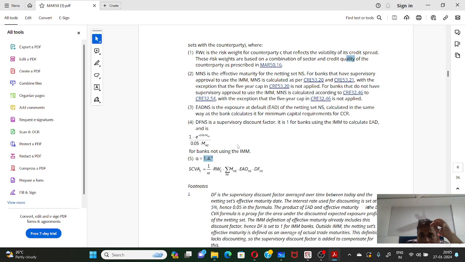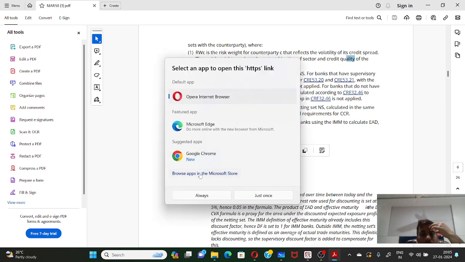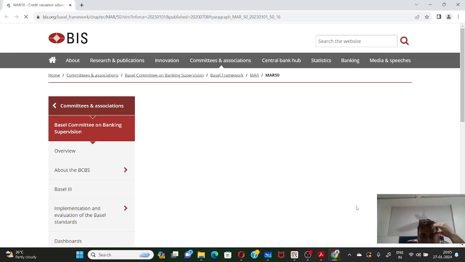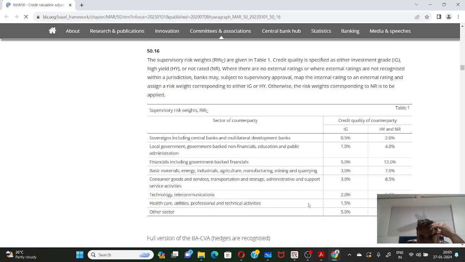So, in very simplified terms, this is just depending on different asset classes, you're taking a weighted average over all the risks.